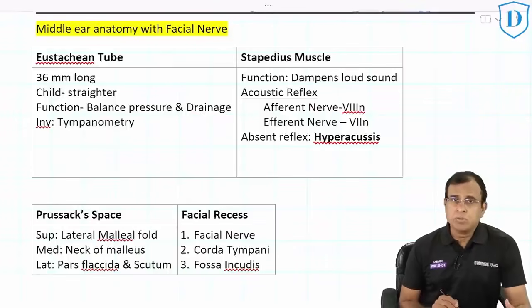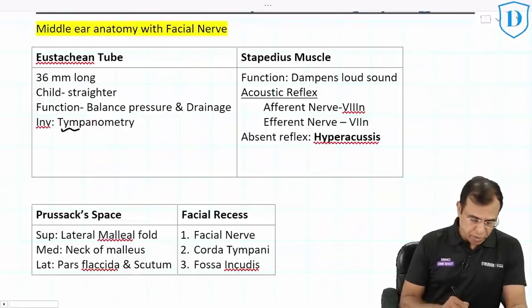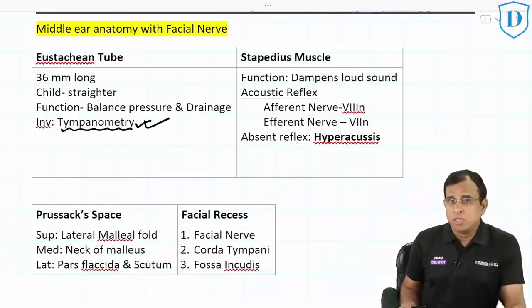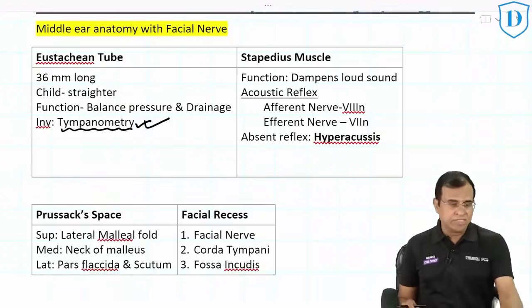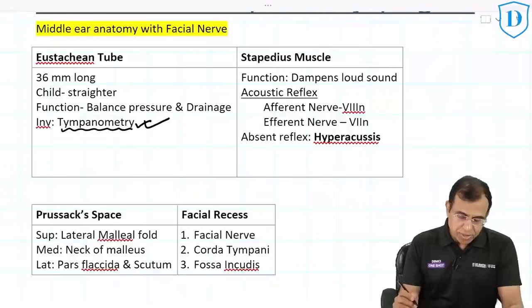Now, a lot of people don't know the best investigation that should be done to investigate the Eustachian tube. Please remember this, very important: tympanometry. This is a special question. A lot of people think that politzerization is the main investigation for the Eustachian tube. This is the main thing, not politzerization. It's this one. Then the stapedius muscle.